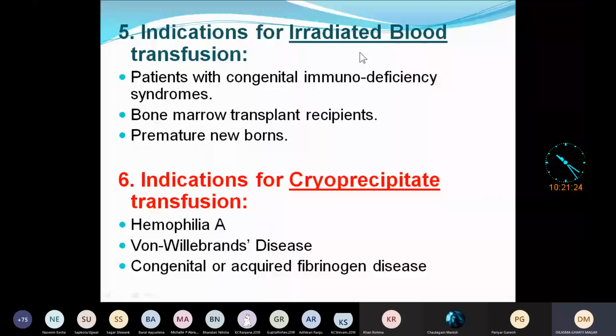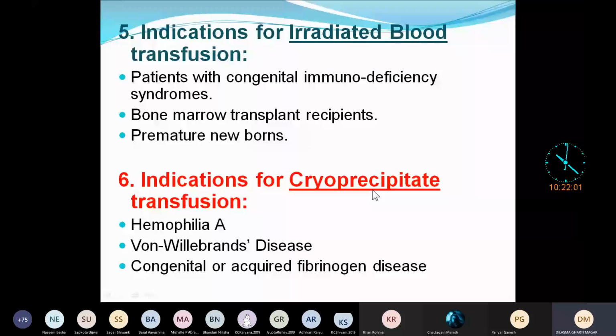Whenever blood transfusion is required, that time we'll give irradiated blood transfusion. And also in case of bone marrow transplant recipients, whenever bone marrow transplantation is done, that time we will give irradiated blood transfusion. And also in case of premature newborn babies. The premature newborn babies' immune system will not be very strong. That's why we'll give irradiated blood transfusion. Understood here?